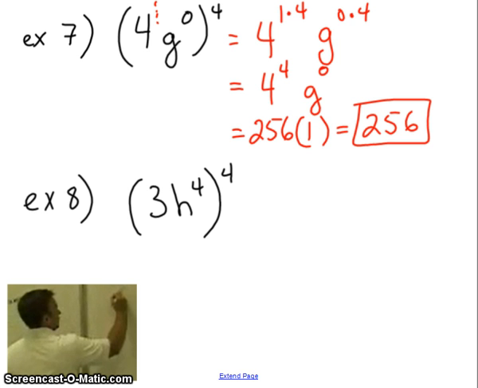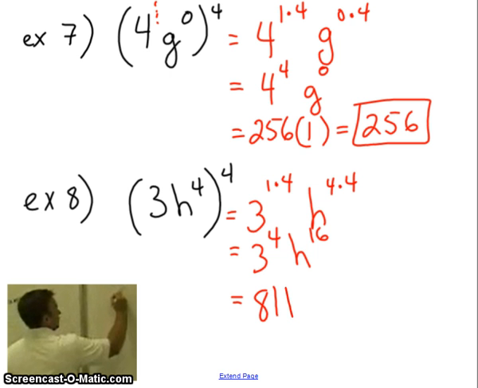Example 8, 3h to the fourth raised to the fourth, so we have 3 to the first times 4, h to the fourth times 4. Alright, 3 to the fourth, h to the 16th, 4 times 4. 3 to the fourth is 3 times 3 times 3 times 3, which is 81, h to the 16th.